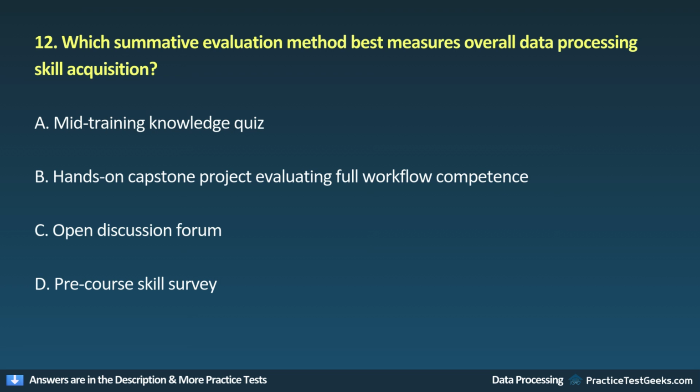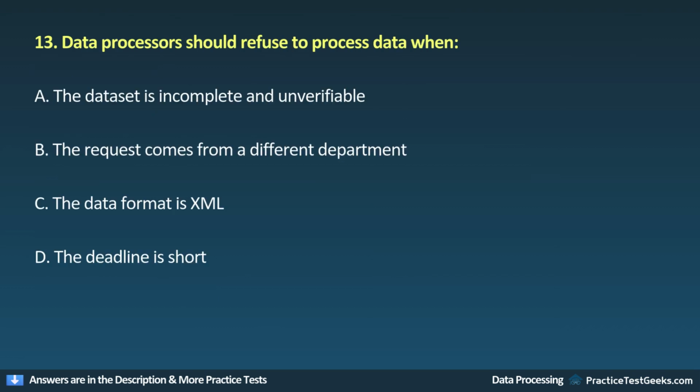12. Which summative evaluation method best measures overall data processing skill acquisition? A. Mid-training knowledge quiz. B. Hands-on capstone project evaluating full workflow competence. C. Open discussion forum. D. Pre-course skill survey.